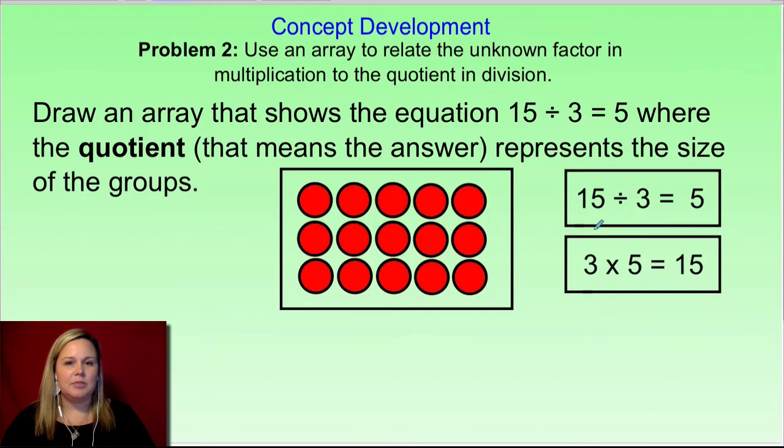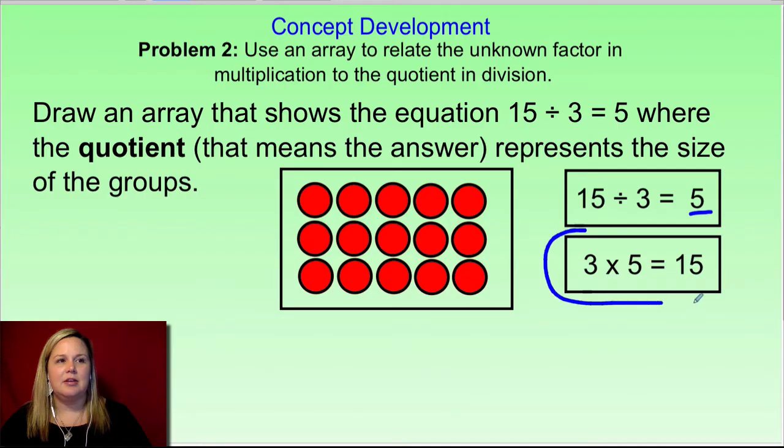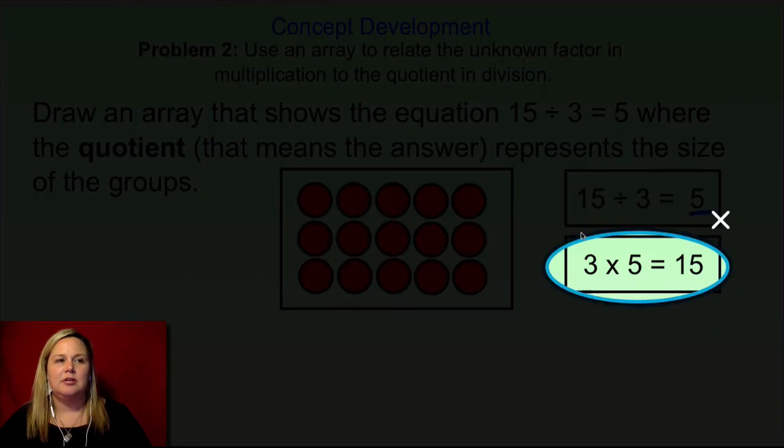So where do you find the quotient in our multiplication equation? Remember, the quotient gives us the answer. So where is the quotient down in this multiplication sentence? Just in this one piece, where is this quotient that I had up here in this 5? Absolutely, it's right there. It's the second number. It's the size of the group.